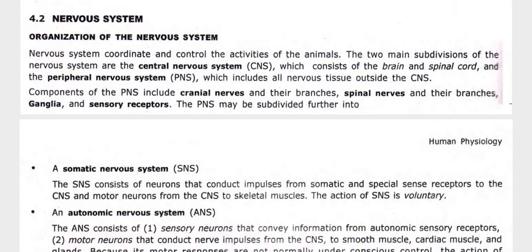Let's learn about the nervous system of humans. Organization of the nervous system. The nervous system coordinates and controls the activities of animals.